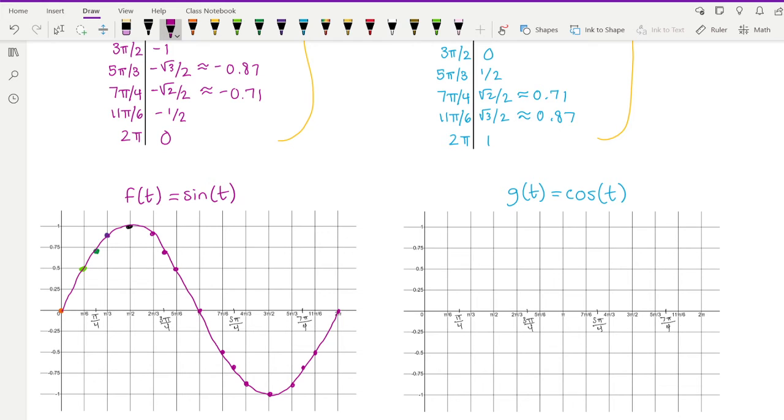And I'll talk more about this in a minute when we're done graphing cosine. But you can see that it starts at 0, so it has its y-intercept at 0. It goes up to a maximum height of 1. It goes back down to 0, goes down to -1, and comes back up to its final height of 0.